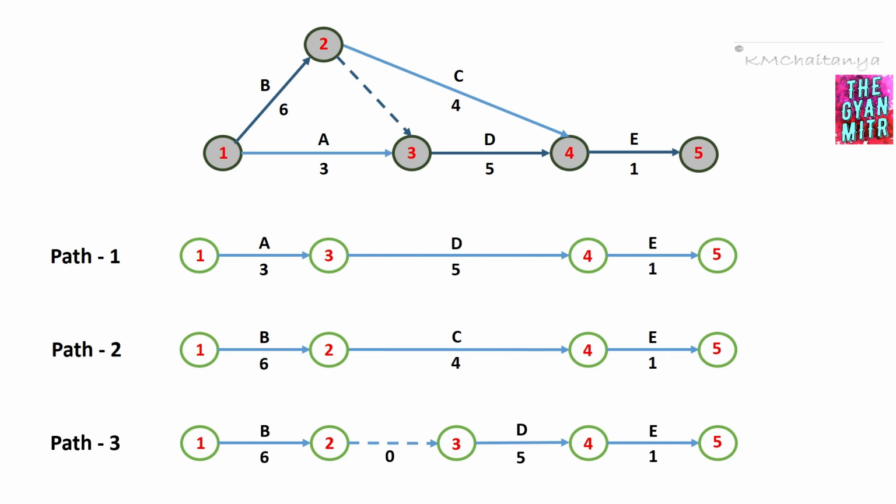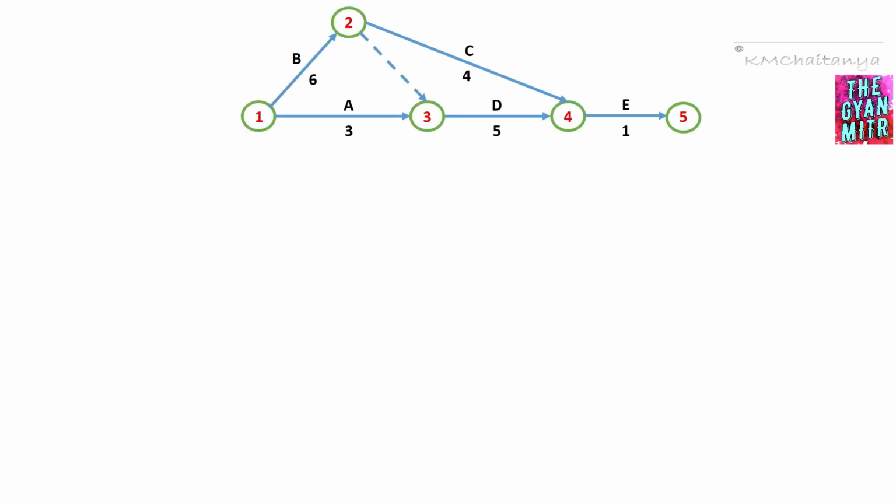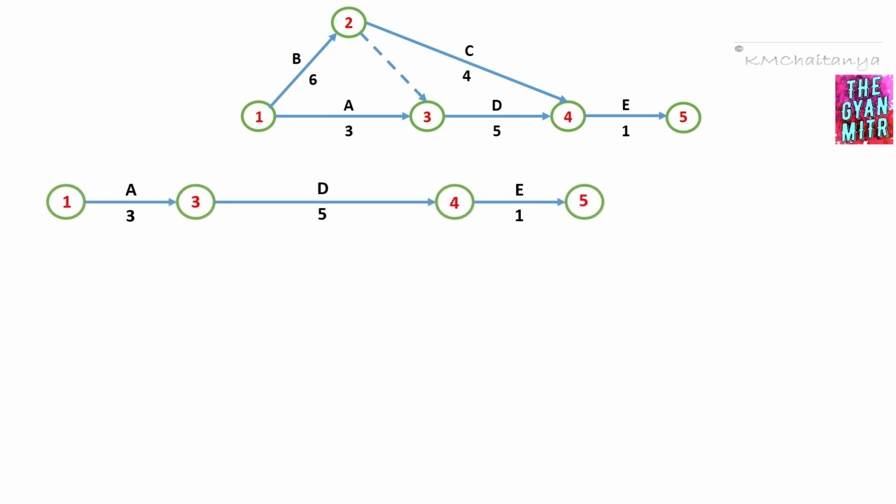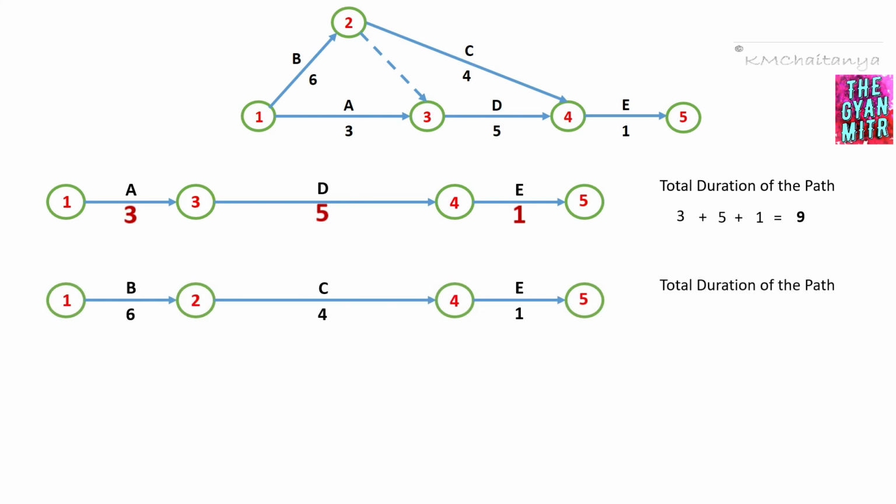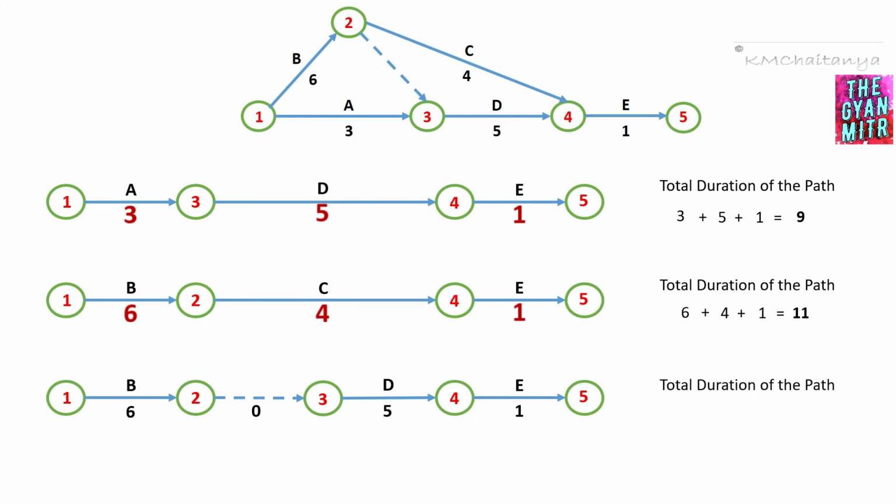Now, as we have determined the various paths in the network, we'll calculate the total completion time of each of these paths. So this is our first path connecting activity A, D and E. So now the total duration of the path would be adding up all the activity durations. So that would be 3 plus 5 plus 1, which would give us 9 units. Similarly, for path number 2, we'll calculate the total duration, which would be 6 plus 4 plus 1, which would give us 11 units. Similarly, for the third path, the total duration would be 6 plus 0 plus 5 plus 1, which would be 12 units.